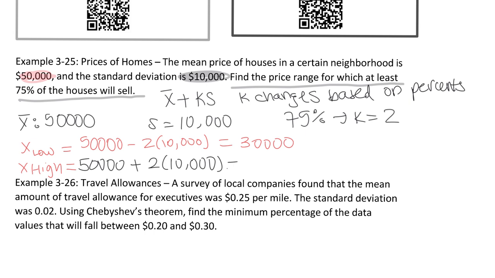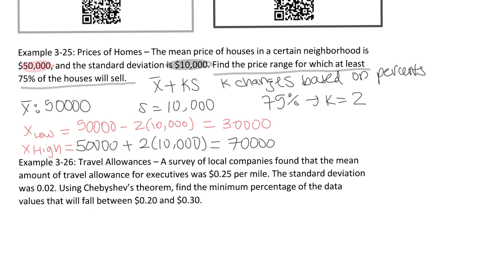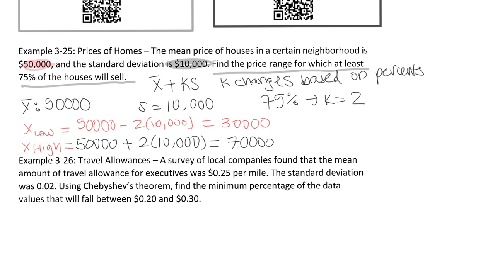Which I almost forgot to do. So I'm going to have 50,000 plus 2 times 10,000. So that higher value would be 70,000. And that would mean that at least 75% of all homes sold in the area will have a price range from 30,000 to 70,000, according to Chebyshev's theorem.